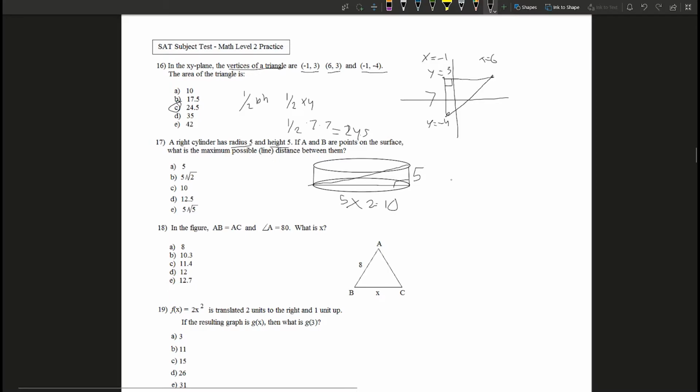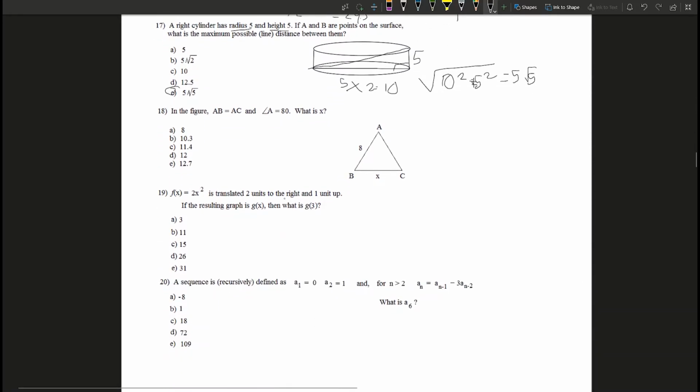And then we can just use the Pythagorean theorem. So that's going to be 10 squared plus 5 squared, which is root 125. I need to check with my calculator just to make sure. Yeah, it's root 125. So our answer is going to be E, which is 5 root 5. Let me just write down the steps here. So 10 squared plus 5 squared equals 5 root 5. And that's our answer.